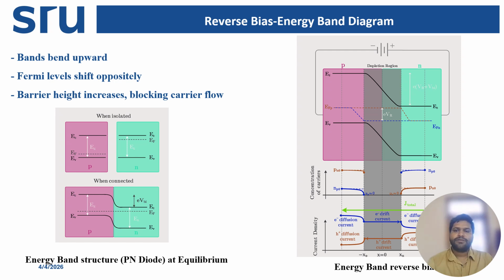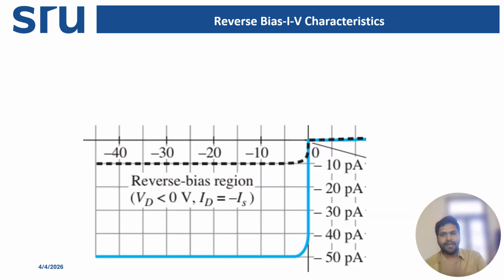So what is the observation in the energy band diagram? In reverse bias, barrier height increases, depletion width increases, band bending increases, majority carrier injection decreases, and current remains very small until breakdown. So next is what happens in the IV characteristics when applying reverse bias voltage to the PN junction. The IV characteristics show how current varies with the applied voltage in reverse bias. The behavior is very different from forward bias.